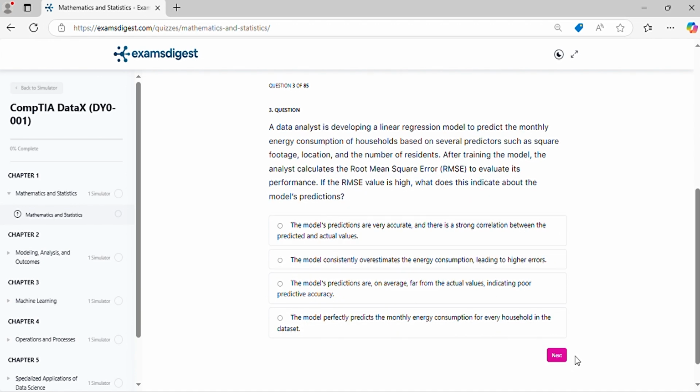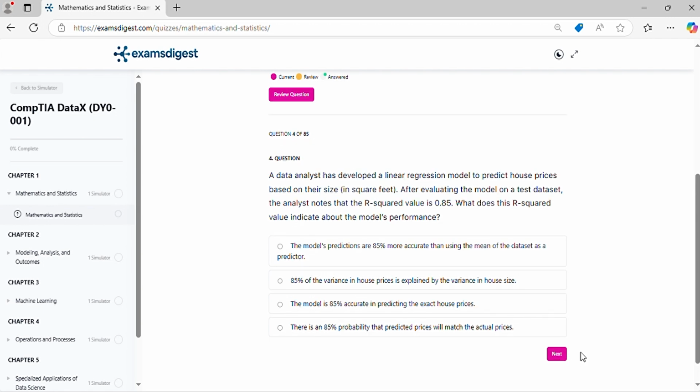Question 3. A data analyst is developing a linear regression model to predict the monthly energy consumption of households based on several predictors, such as square footage, location, and the number of residents. After training the model, the analyst calculates the root mean square error to evaluate its performance. If the RMSE value is high, what does this indicate about the model's predictions?